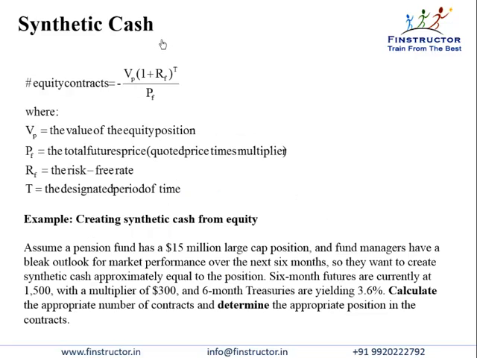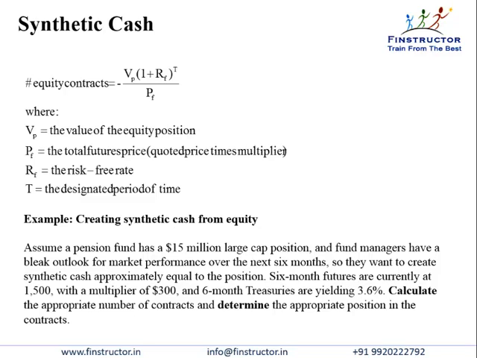Just like we equitized a cash position, we may be required to do the opposite. So we have an existing portfolio with a given beta, or if it's an indexed portfolio, the beta is 1. And what we are required to do is create synthetic cash. So what we are expecting is that in the short run, the market may crash big time. There is a big event, and for that event, I don't want to be exposed to the market.